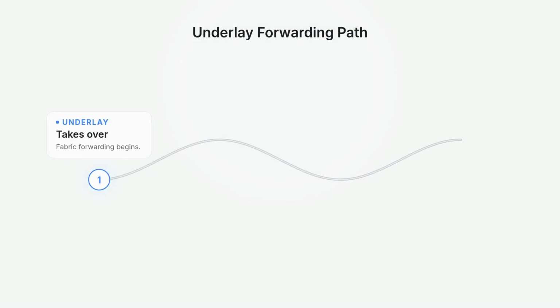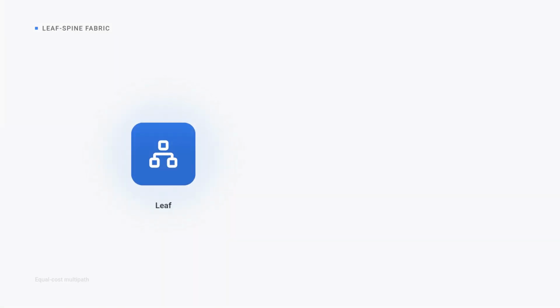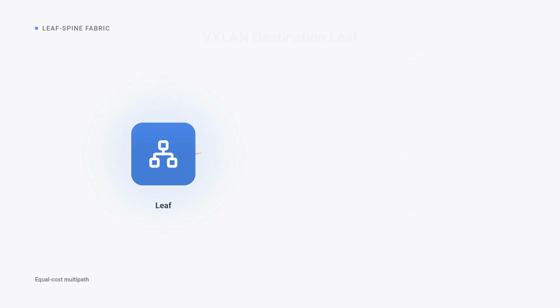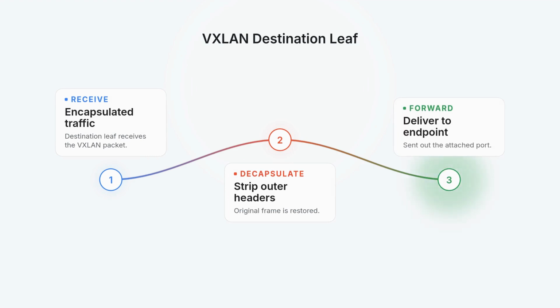Now the underlay takes over. ISIS has already built reachability between the fabric nodes, so the packet can travel across the spine layer toward that destination leaf. Because the fabric is leaf spine and the paths are equal cost, the traffic can use available spine paths efficiently instead of depending on one rigid route. The destination leaf receives the encapsulated traffic, decapsulates it, and forwards it to the attached endpoint. So in the local fabric case, COOP answers where and ISIS answers how to get there across the underlay.